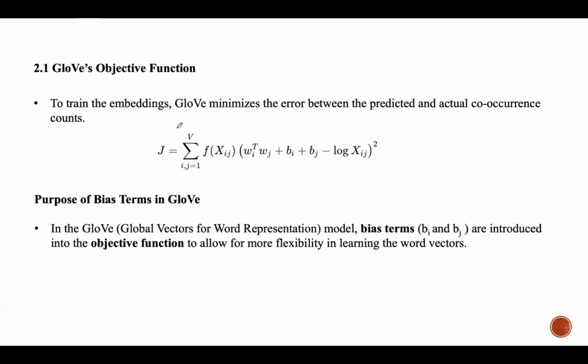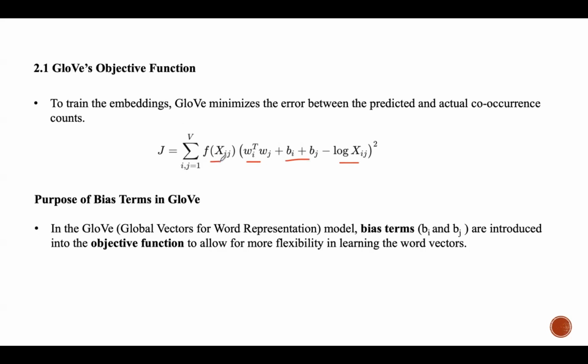If you consider the GloVe objective function, this function tries to minimize the error between the predicted co-occurrence, that is, the dot product of target and context word vectors, and the actual co-occurrence count in logarithmic form. You can define the objective function with this formula. Here w_i^T w_j is the dot product of the target and the context word vectors, whereas b_i and b_j represent the bias terms for words i and j, and log X_ij is the logarithm of the actual co-occurrence count.